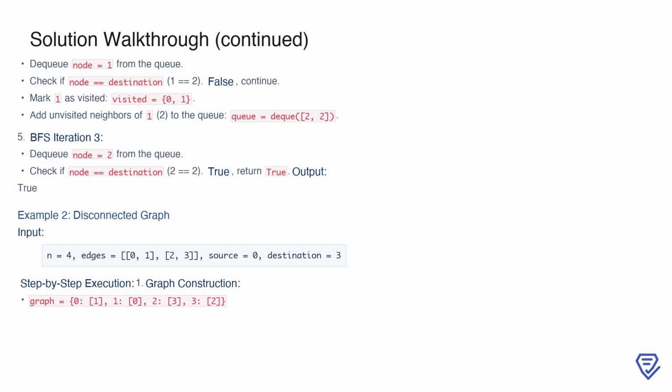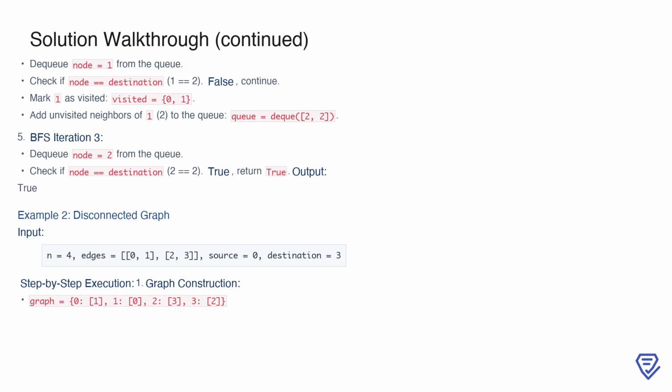Now, let's analyze example 2, where the graph is disconnected. The input specifies 4 nodes and edges that connect only node 0 to 1 and node 2 to 3, with no connection between these two pairs. The task is to find if there's a path from node 0 to node 3.